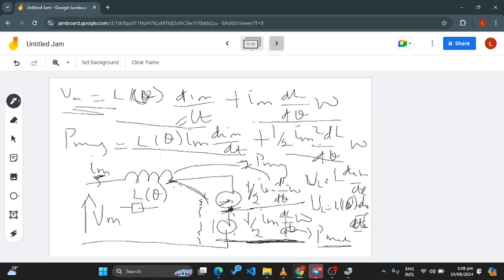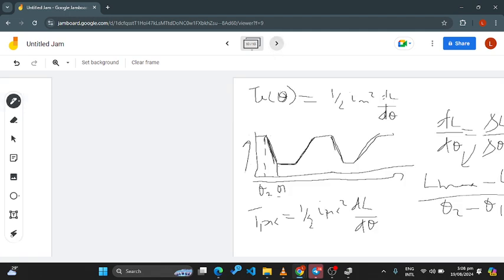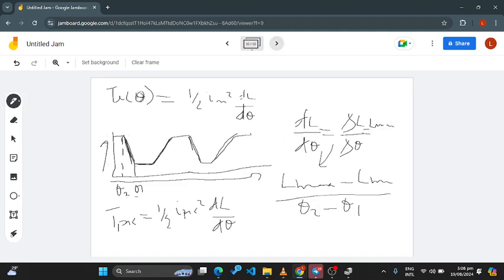So then the peak torque will just be half. We know this is a general formula for the torque. The peak torque is going to occur at the peak current. So it's just half of, instead of just I m over here, I peak squared times the change, or the slope, of the inductance-position curve.